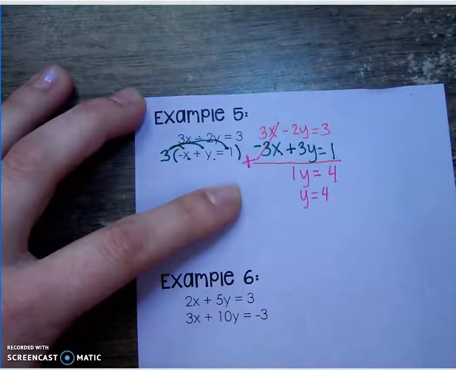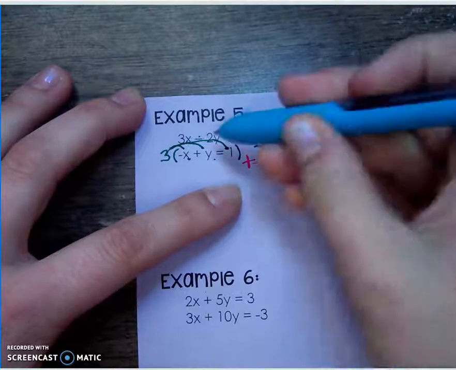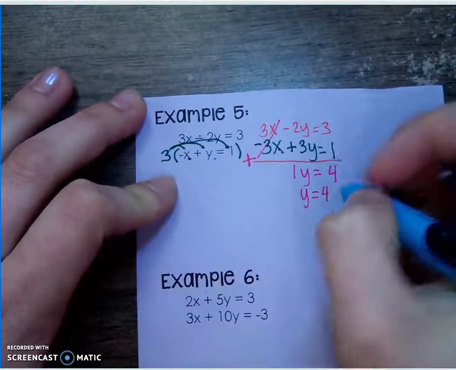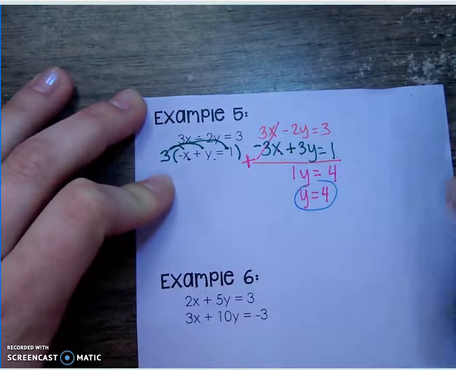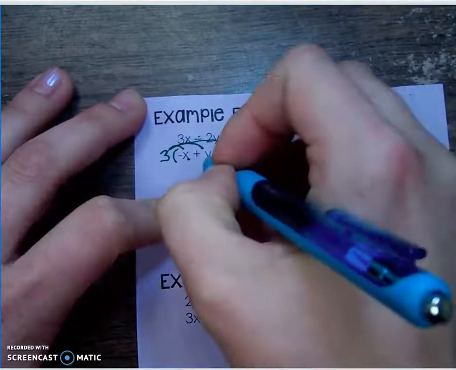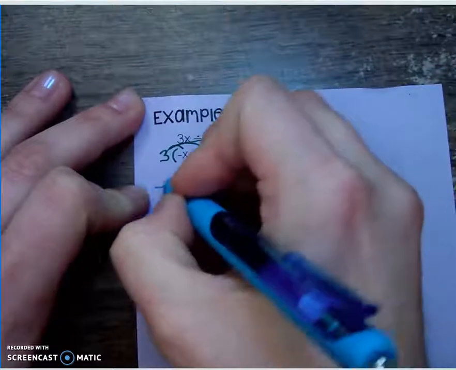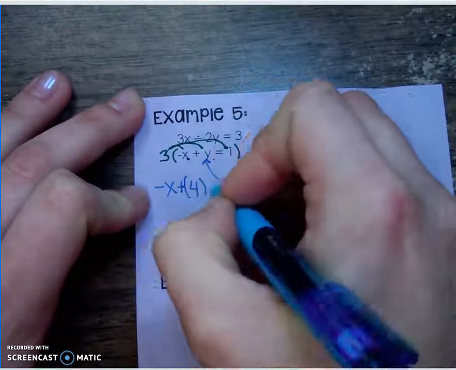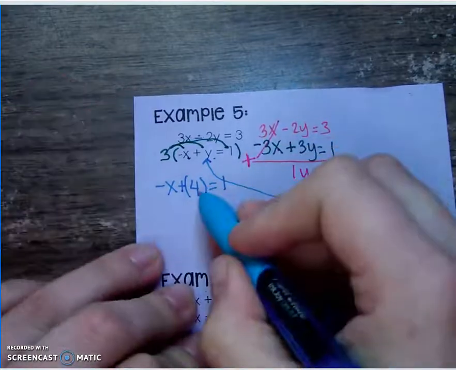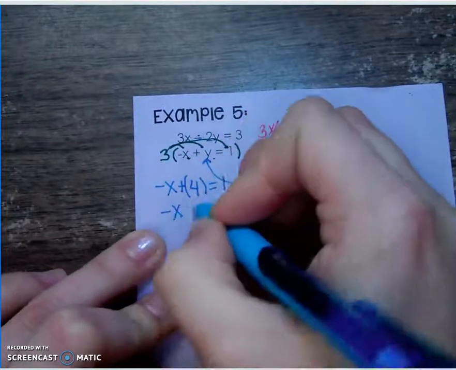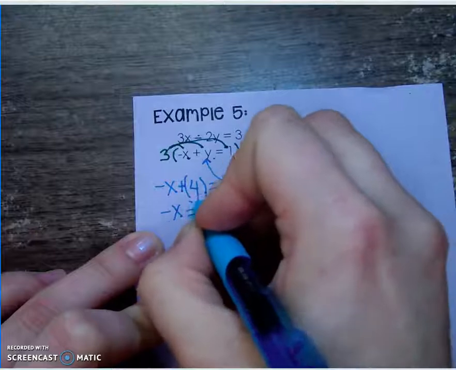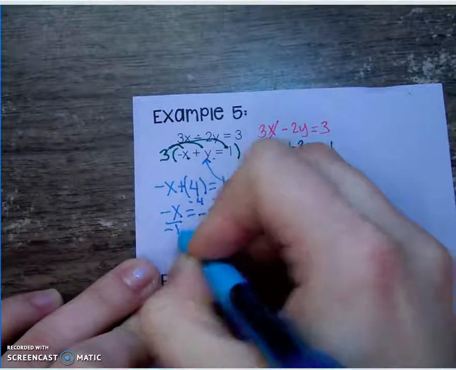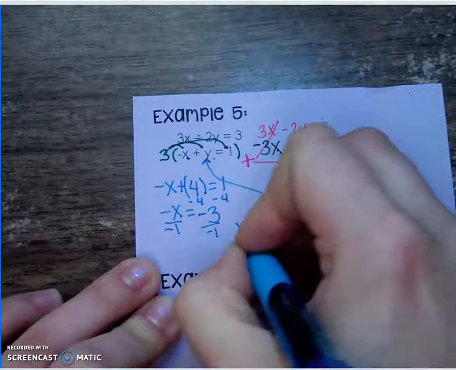And then you're going to substitute that back in to either original equation. Let's do it into the bottom one. Okay, so I'm going to put in this 4 for y. Negative x plus 4 equals 1. Subtract 4 from both sides. Negative x equals 1 minus 4 is negative 3. Divide by negative 1. X equals 3.